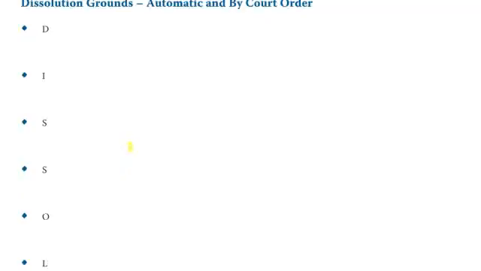These first 6 on the screen now, DISSOL, are automatic grounds for dissolution. That is, if one of these 6 happens, then the partnership is automatically ended. There's no need to go to court and ask them. It is a matter of fact. It's not a matter of subjective opinion. It's not a matter open to dispute. It's a matter of fact.